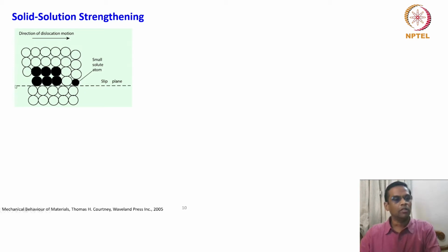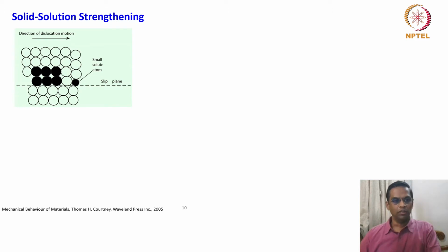Okay, so what you see here is the slip plane, and then this is a void, and this could be an edge dislocation, something like that, and the direction of the dislocation motion is this way, and this is the slip direction. All this you understand now. So now the question is, having the small solute atom in this position, what are all the consequences? This is what we have to understand.